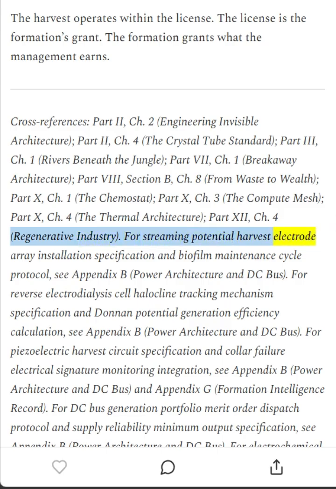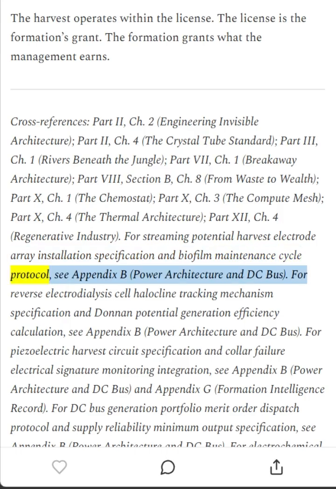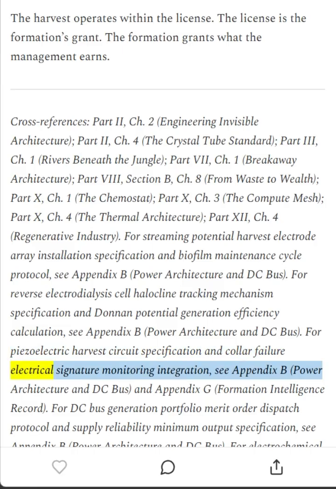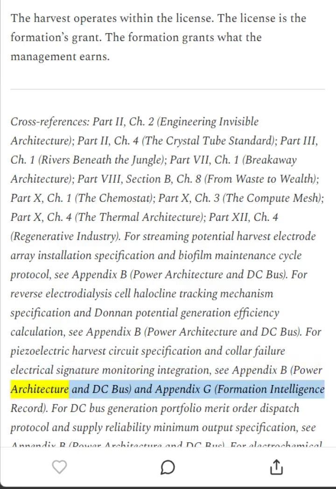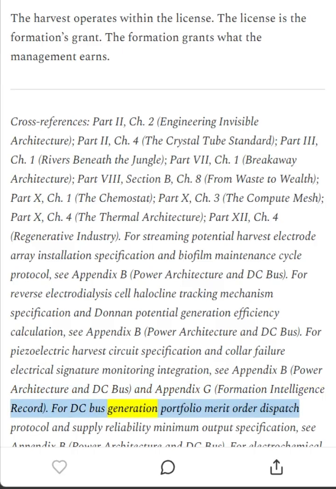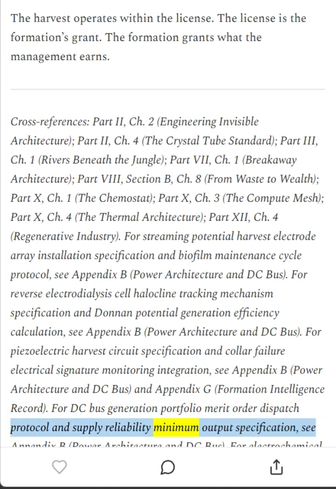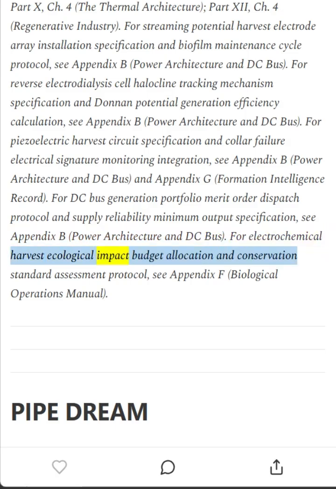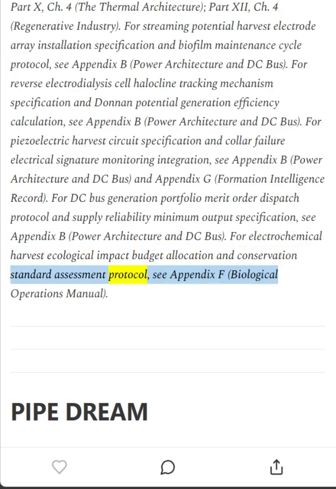For streaming potential harvest electrode array installation specification and biofilm maintenance cycle protocol, see Appendix B, power architecture and DC bus. For reverse electrodialysis cell halocline tracking mechanism specification and Donnan potential generation efficiency calculation, see Appendix B, power architecture and DC bus. For piezoelectric harvest circuit specification and collar failure electrical signature monitoring integration, see Appendix B, power architecture and DC bus, and Appendix G, formation intelligence record. For DC bus generation portfolio merit order dispatch protocol and supply reliability minimum output specification, see Appendix B, power architecture and DC bus. For electrochemical harvest ecological impact budget allocation and conservation standard assessment protocol, see Appendix F, biological operations manual.